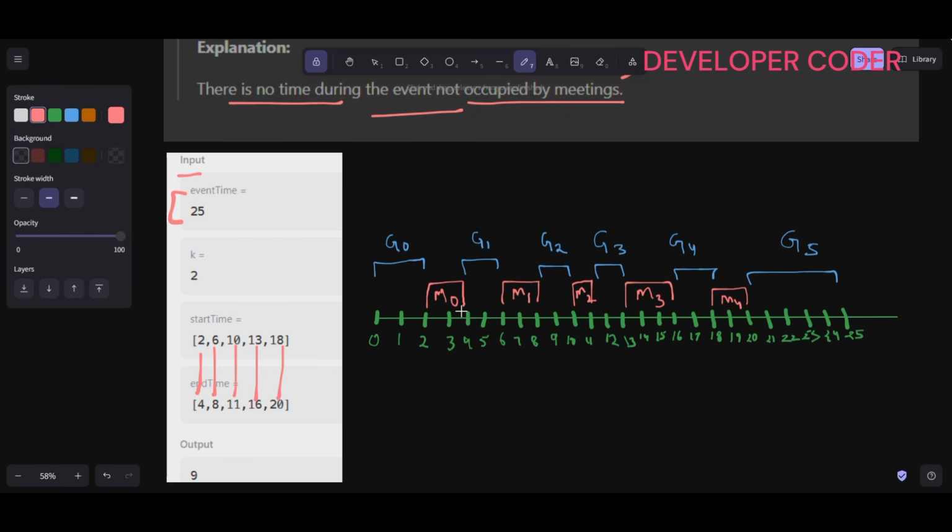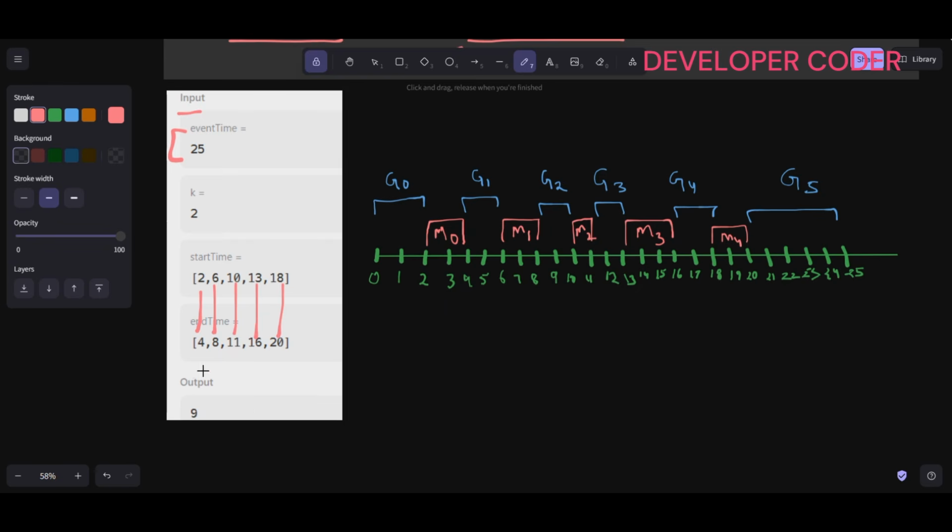So this is, let's say, meeting 0, meeting 1, meeting 2, meeting 3, meeting 4. This g0 is nothing but the gap. So 0 to 2 is the value of g0, 4 to 6 is the value of g1, 8 to 10 is the value g2. So these are the gaps, and for this the output is 9. Let's see how we are going to get this output 9, how we are going to solve this problem.